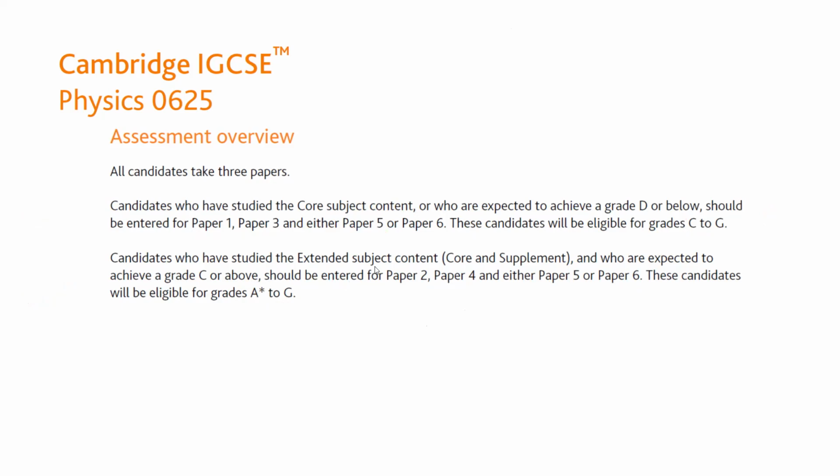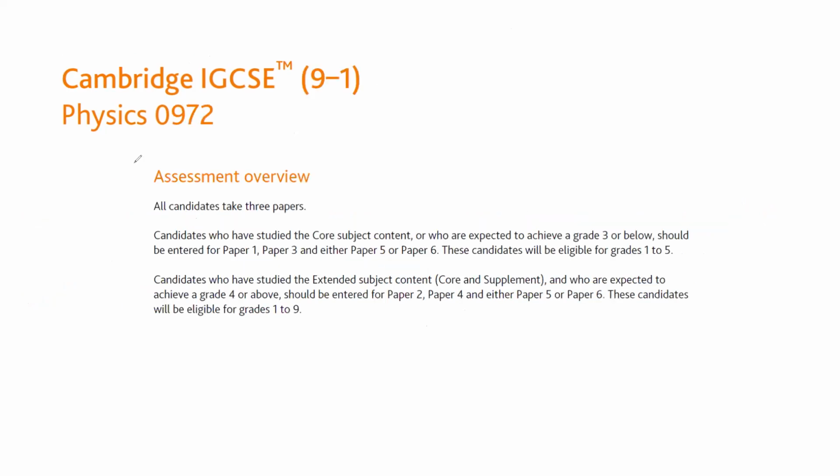If you need your result in numerals from 9 to 1, then you will select code 0972, and again it will also have core and extended. If you select core, paper 1, 3 and 5 or 6, then you are eligible for 1 to 5. But if you select the extended one, then the combination will be paper 2, paper 4 and 5 or 6, but we'll select paper 6. So our combination should be 2, 4 and 6. The only difference is the grading.